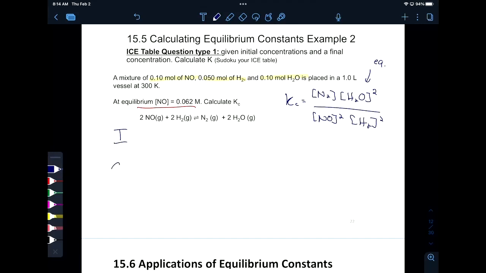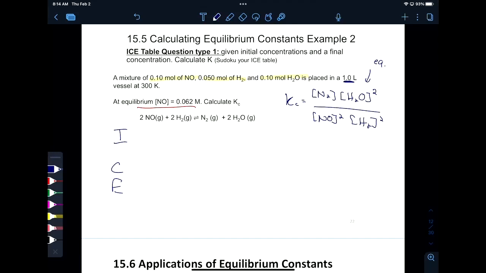So let's make that ICE table. I said previously, we can put molarity concentrations into the ICE table. So let's do that instead of mole amounts here. Because this question says everything is in a 1-liter container, these mole amounts are also molarity amounts. So I'm just going to convert straight to molarity because I have to use molarities in this Kc expression because C means concentration.